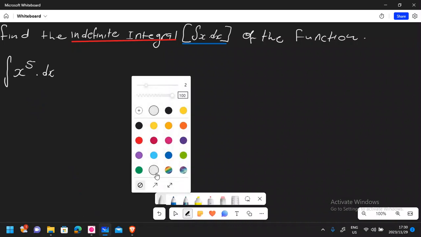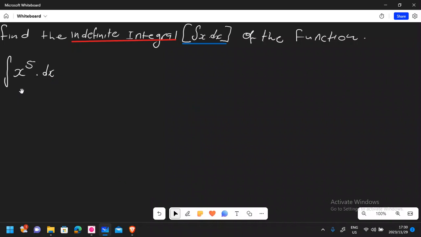Okay, now let's do this one problem here. This one is very simple, guys. You don't really have to worry about it. So basically we just have to integrate, or find the indefinite integral of, this function here. So when it's like this, you have to use the formula. So here is the formula. I'm just going to write it on this side.